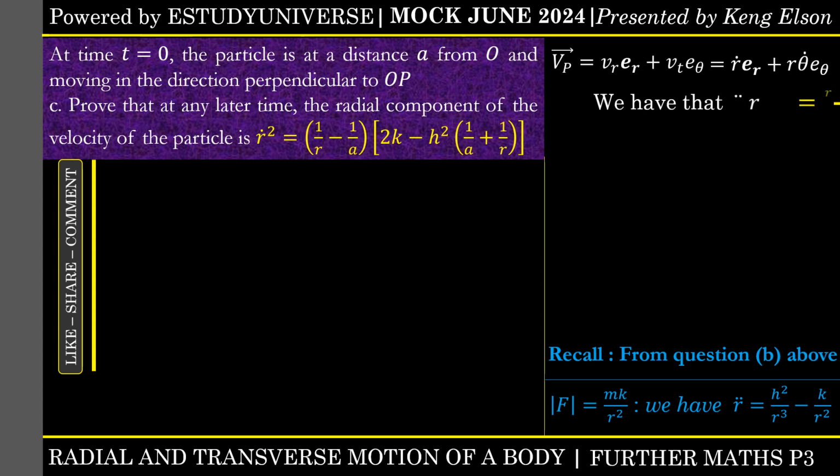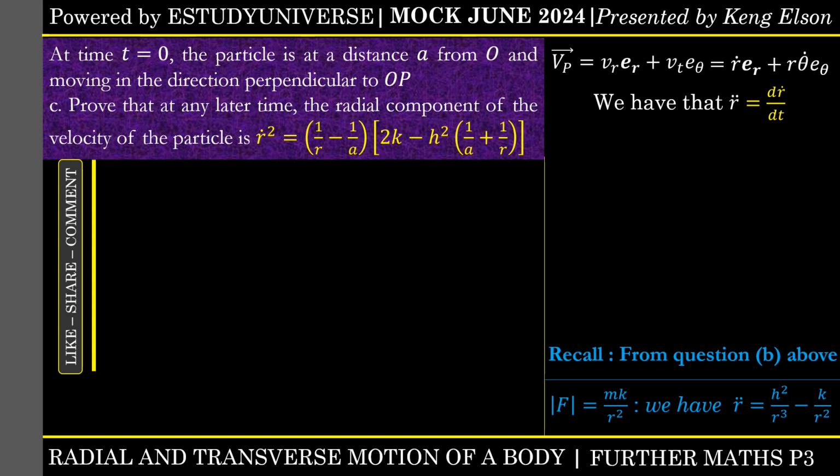Now we have that r double dot is actually equal to d(r dot) by dt. So this is r double dot. If you want to get r double dot, you can simply go by differentiating r dot with respect to t. And in this case, look at it keenly.